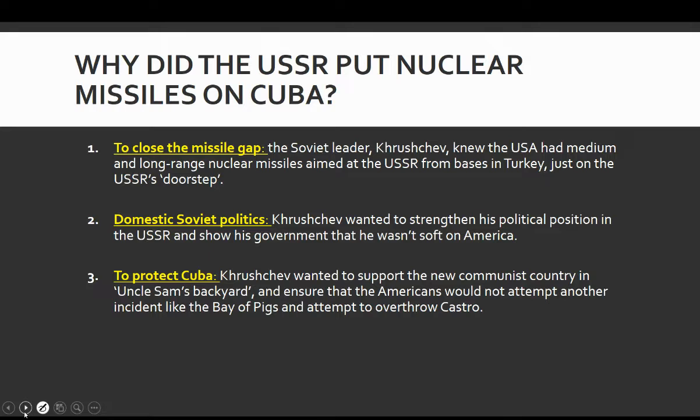Second of all, the domestic politics in the USSR required Khrushchev to actually strengthen his political position. By creating such a strong signal and putting missiles in Cuba, Khrushchev had hoped that this would make him a much stronger leader. And of course, the biggest reason that Khrushchev always said was the reason for the missiles was to protect Cuba from further US invasions or threats to its security.